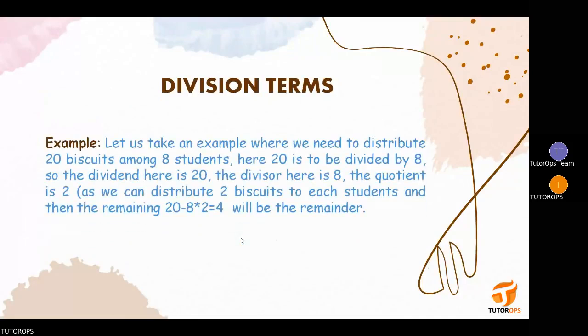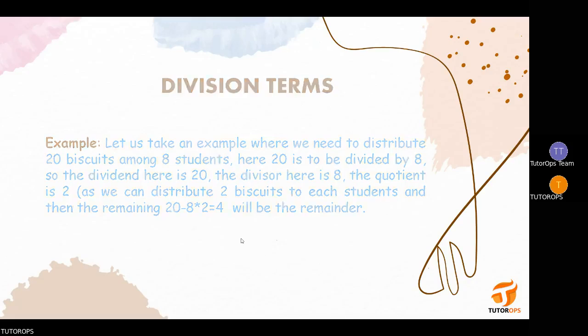Division terms. I'm taking a very simple example. Let us take an example where we need to distribute 20 biscuits among 8 students. Here 20 is to be divided by 8. So the dividend here is 20. The divisor here is 8 because we need to distribute 20 among 8. The quotient here is 2, as we can distribute 2 biscuits to each student, and then the remaining 20 minus 8 into 2, that is 20 minus 16, that is 4, will be the remainder.